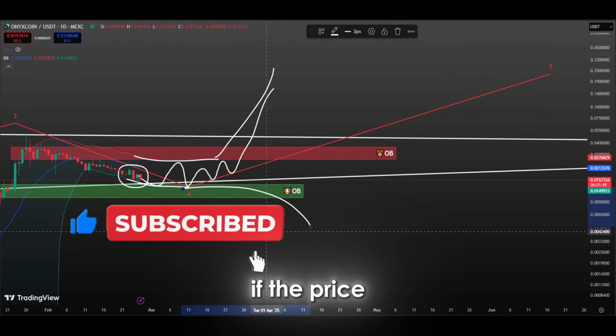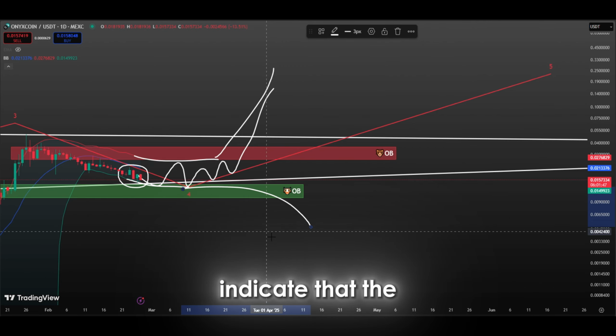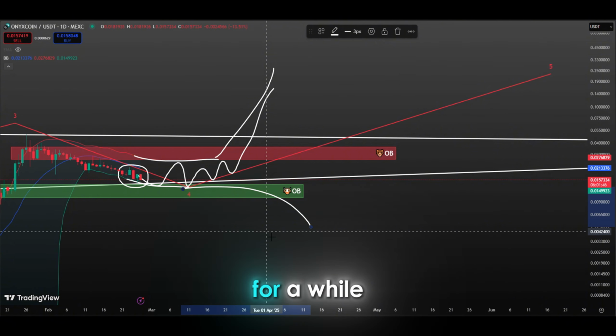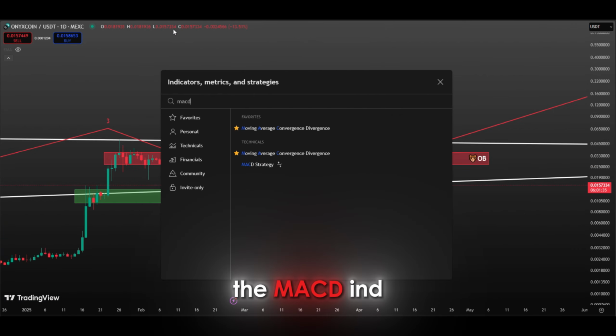However, if the price stays outside the lower band and continues, it could also indicate that the decline could continue for a while. And we see that the Bollinger Band is narrowing. This suggests that the price will soon break out in one direction or the other.